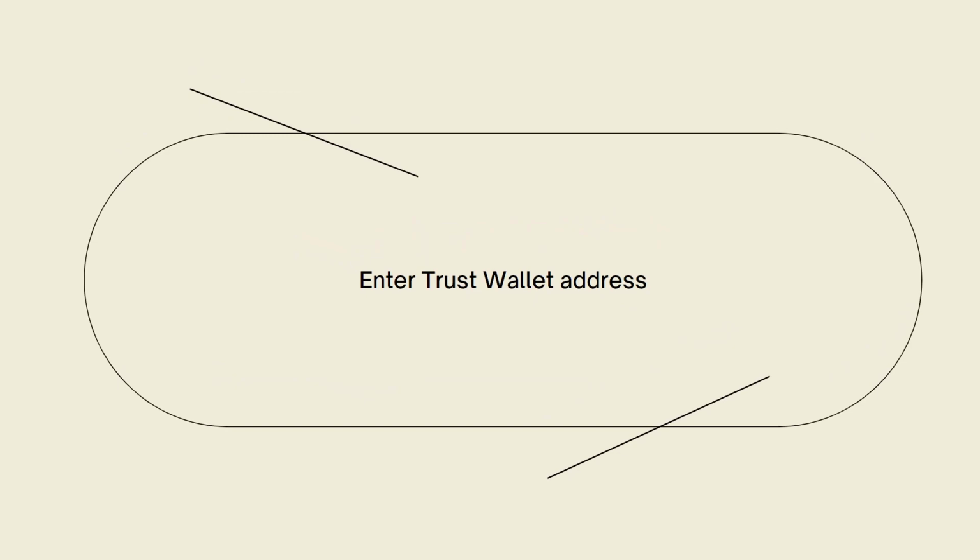Now enter Trust Wallet address. In the Binance Deposit interface, enter your Trust Wallet Ethereum wallet address that you copied in the past step. Okay? Double check the address to ensure its accuracy.